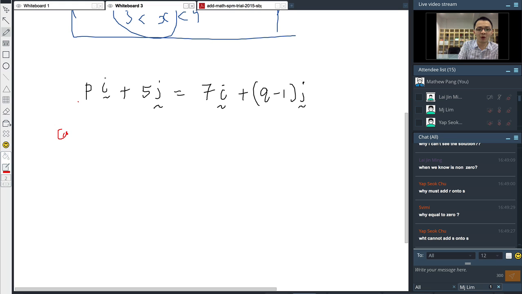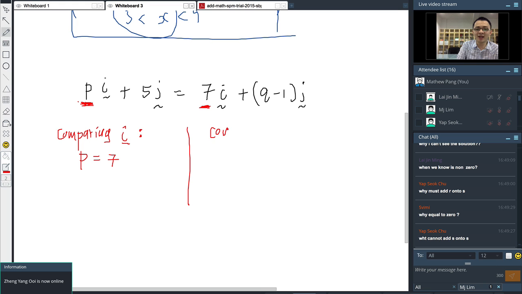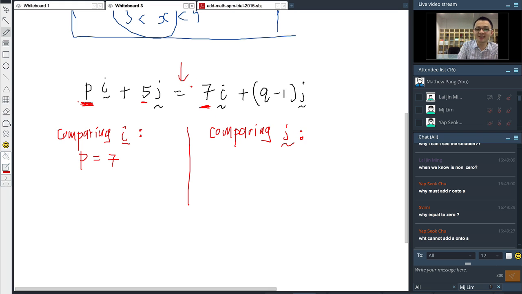I will compare i. What I mean by comparing i is I will take the coefficient of i. The coefficient of i over here is p, and the coefficient of i here is 7. So I know p equals 7. Then I will compare j. On this side, because of the equal sign, it is 5, and the other side is q minus 1. So I know q equals 6.